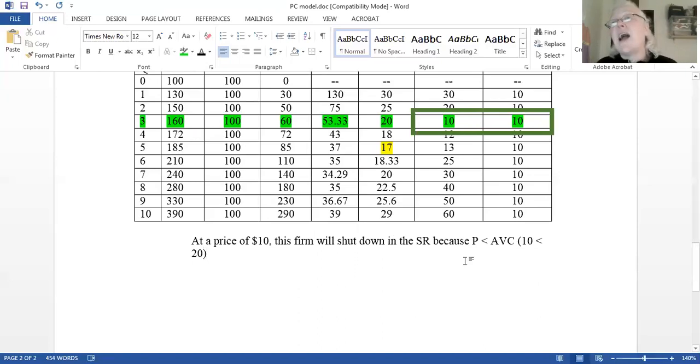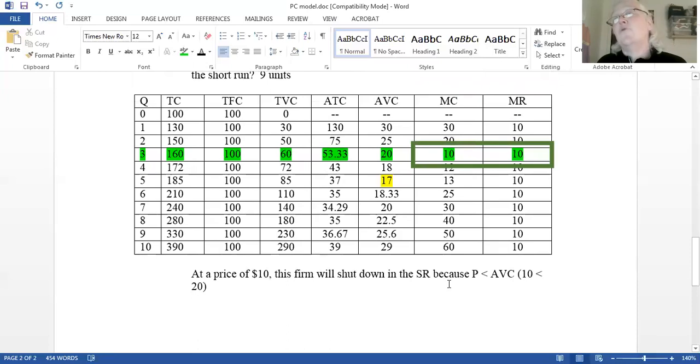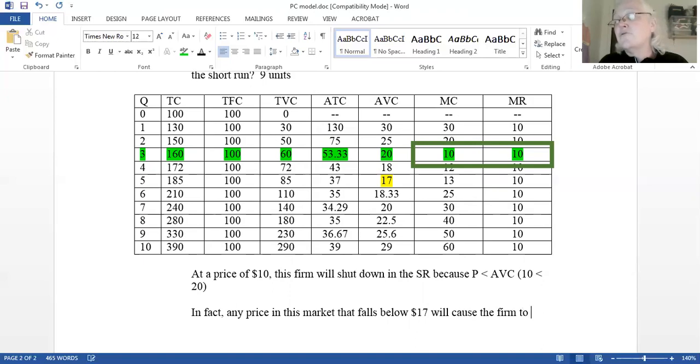And in fact, we always say that the shutdown point is the minimum AVC. So 17 is important. Let me write that out. In fact, any price in this market that falls below $17 will cause the firm to shut down in the short run. That's known as the shutdown price.